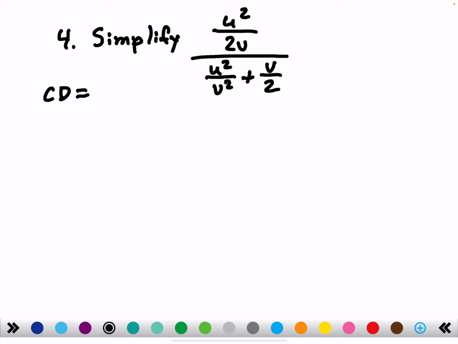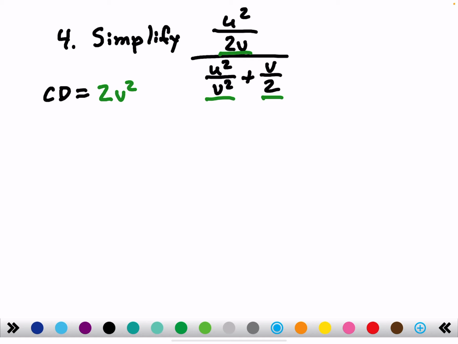Now to determine the CD or common denominator, just look at all the different things you have in the denominators. We have the number 2. V and v squared, just take the most v's. Always take the largest power of any different letter or variable, and that will eliminate all of those variable terms in the denominators.